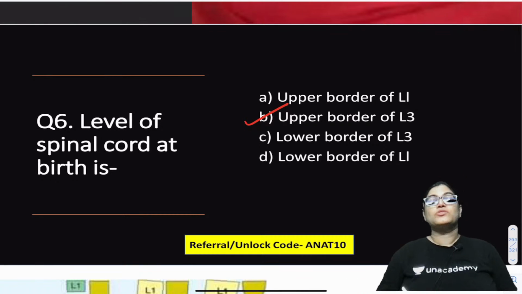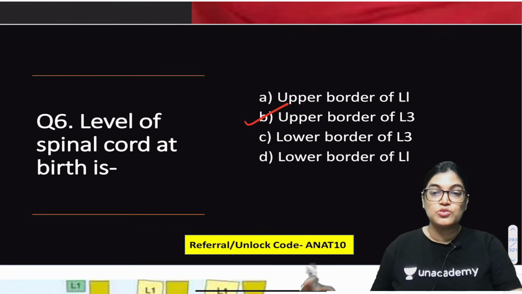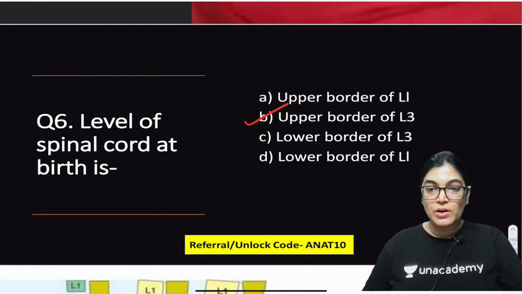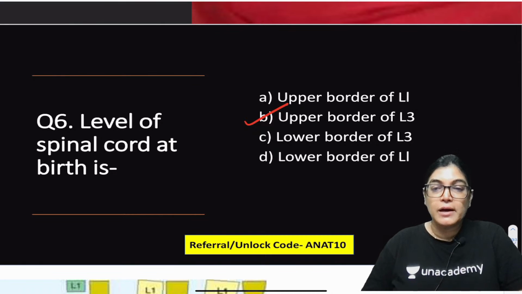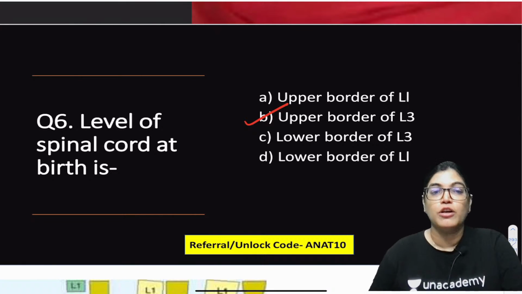Sometimes the students get confused with L3 only. We know that the spinal cord at the time of birth lies at the level of L3, but you should also know which border, upper or lower. The correct answer is at the upper border of L3.